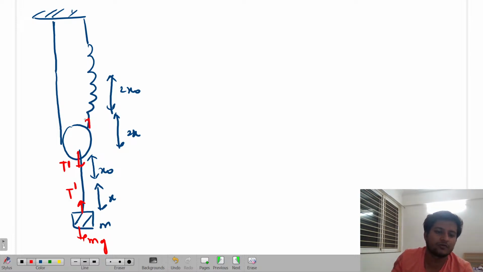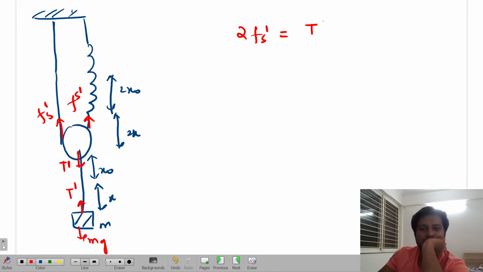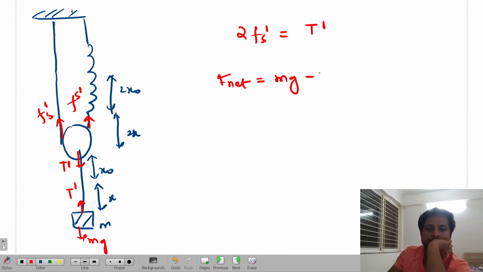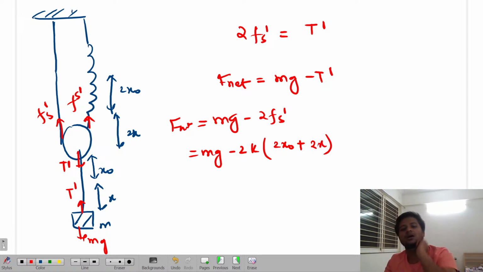तो नीचे का टेंशन क्या आया? T dash. स्प्रिंग फोर्स भी तो चेंज हो जाएगा ना. स्प्रिंग फोर्स विल बी Fs dash, और यहाँ पे भी Fs dash. आर यू एबल टू गेट मी? तो ट्वाइस ऑफ Fs dash मस्ट बी इक्वल टू टेंशन T dash, सॉरी नेट फोर्स इक्वेशन क्या आएगा? mg माइनस T dash. Mg minus twice of Fs dash, that's my F net equation. और mg minus twice Fs dash कितना है बेटा? k of twice of x naught plus twice of x. Are you able to get me or not?